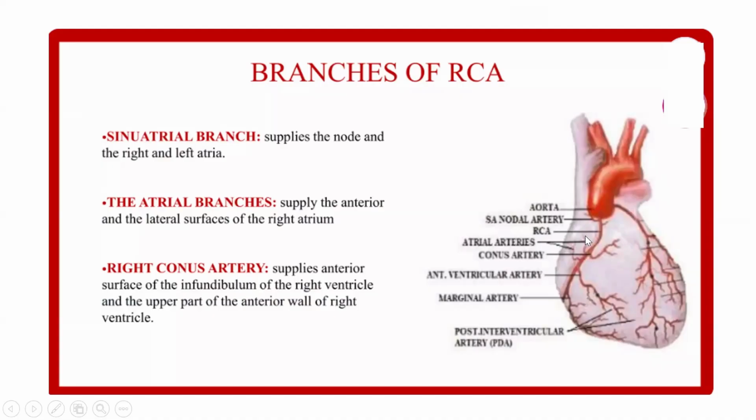It is another important branch which supplies the anterior surface of infundibulum of right ventricle, which you know is the upper smooth outflow part of the right ventricle, just approaching the pulmonary trunk. That is called the infundibulum or conus arteriosus. So that conus or infundibulum is supplied by right coronary artery's branch, that is the right conus artery.